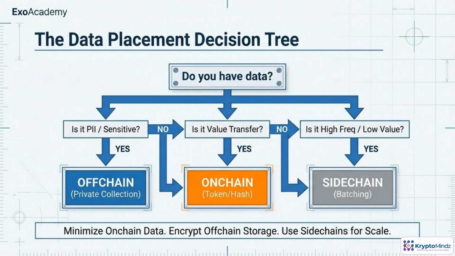Everything else is usually operational exhaust. When it's high frequency and low value, push it to a sidechain or similar scaling layer and batch or summarize to the main chain only when necessary.